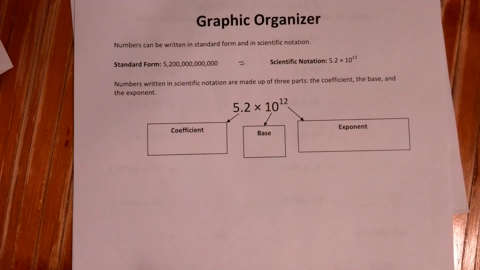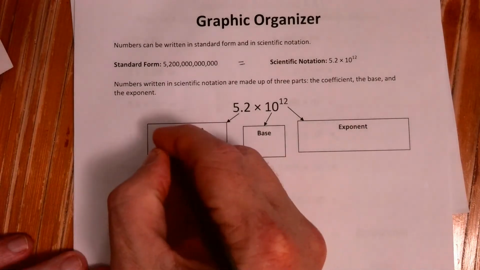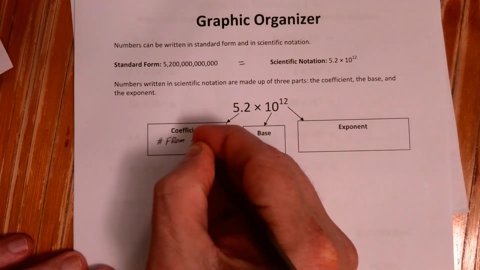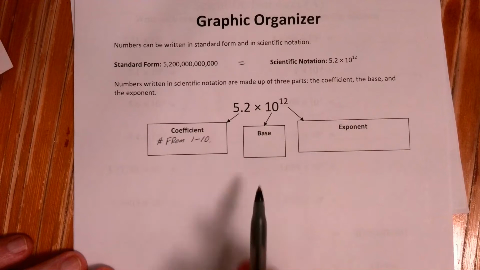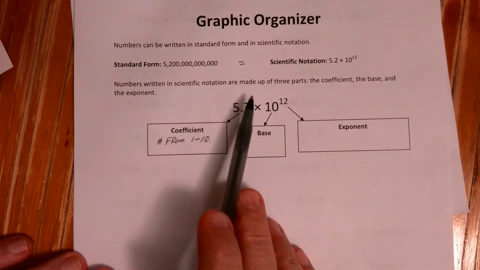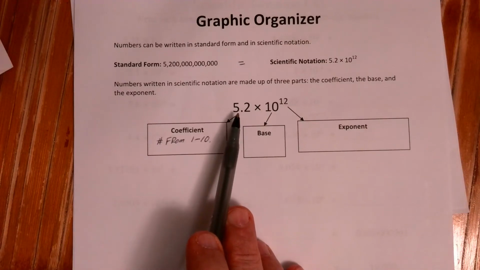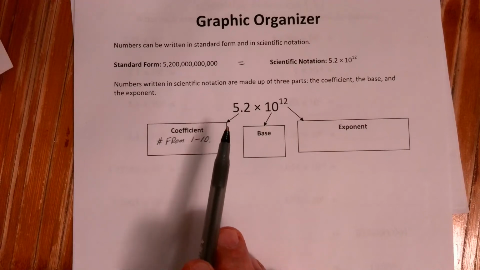So the coefficient is always a number from 1 to 10, okay? You will never see a number, or if you do see a number that's less than 1 or greater than 10, it's not in scientific notation, and that's important when you write these numbers in scientific notation, okay? And you'll see me do that when I do these examples.